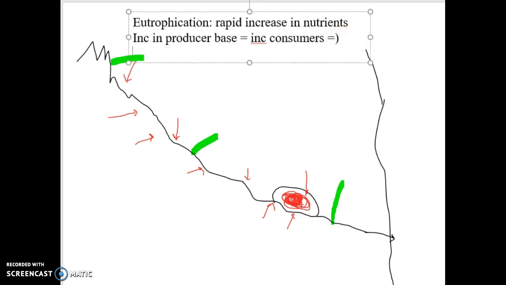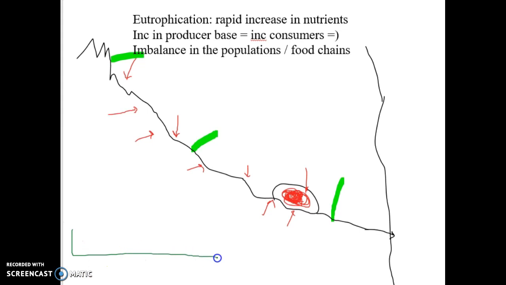Looks good. Well, the problem is, if this happens in a temperate environment, like the Midwest, come winter, your producer base crashes, and then you have an imbalance in the populations and the food chains. So there's a big problem there. So imagine building your pyramid of producers. Your base is big because you had a lot of nutrients. That means you can stack up a lot of levels of consumers above it because of the 10% energy rule.